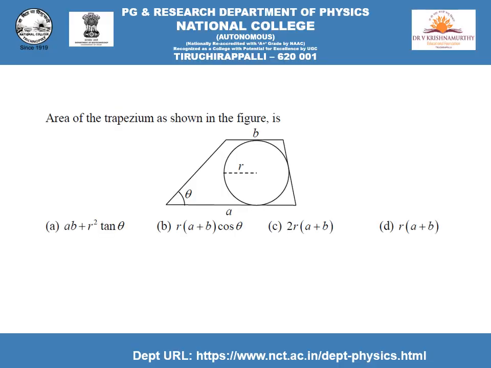The final one is again a problem on trapezium. Here the area of the trapezium needs to be calculated. A circle is drawn inside this trapezium and its radius r is given. The parallel sides of the trapezium are given as A and B.